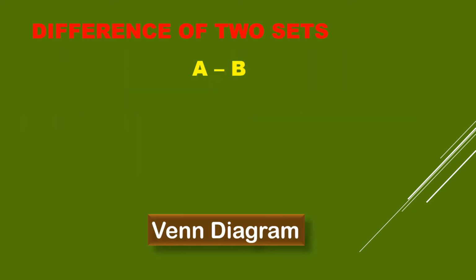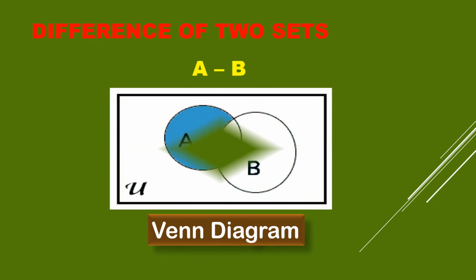Now, this is how our shaded Venn diagram would look like. Difference of two sets, A and B.